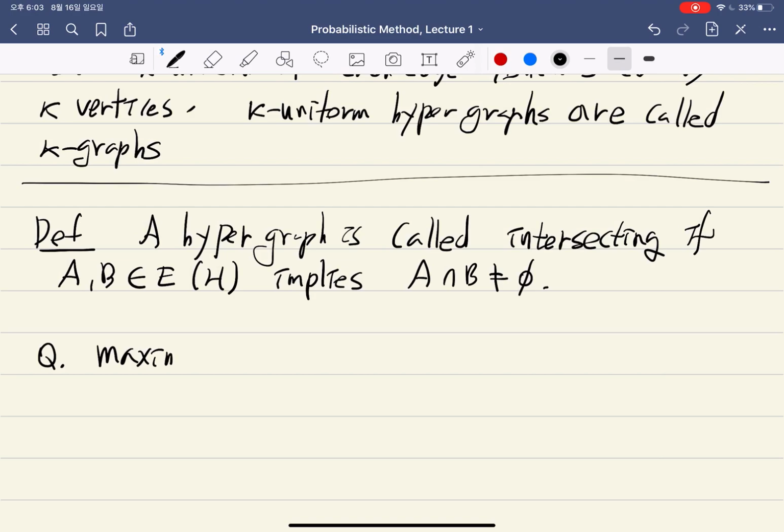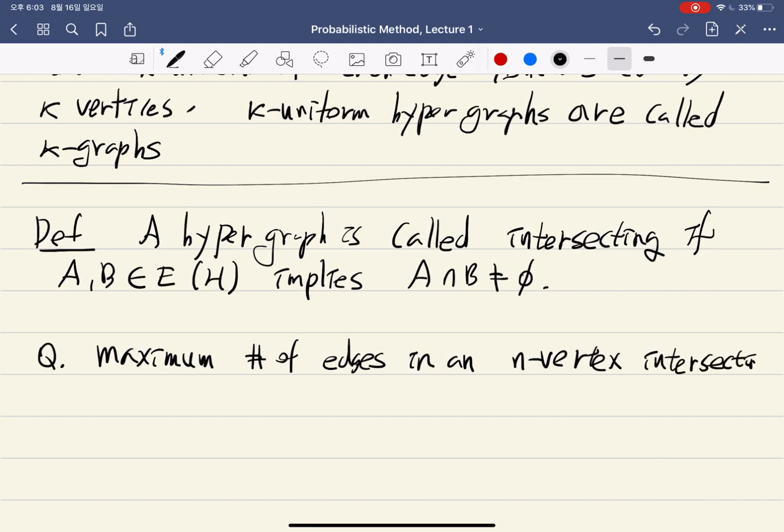What's the maximum number of edges when we fix the number of vertices, and the hypergraph has this intersecting property and is a k-uniform hypergraph.